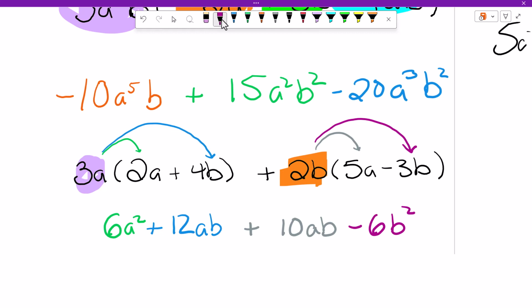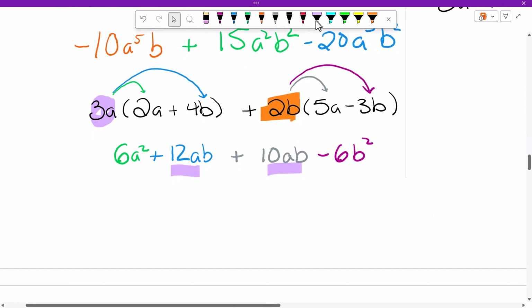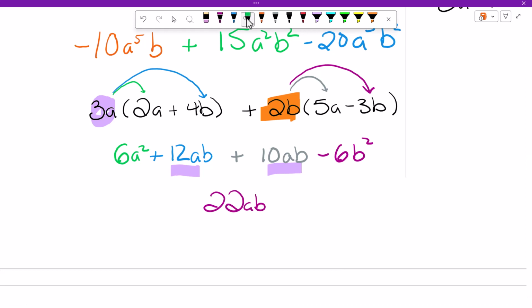There is more simplifying you can do. Look at the expression you created. Are there any like terms that can be combined? Yes. Which ones? 12ab and 10ab. So these two can be combined. So those two come together to make what? 22ab. The other ones can't combine, so they just stay the same.